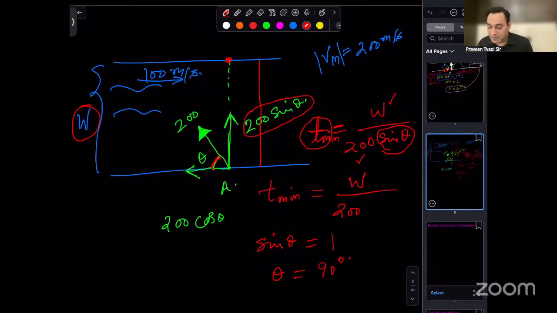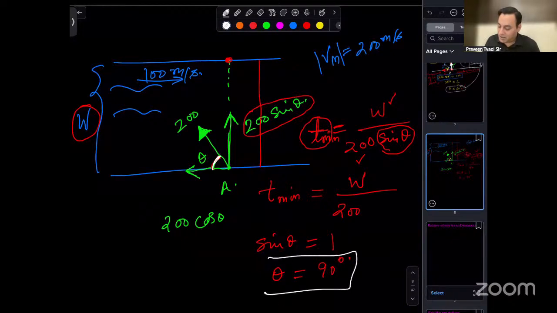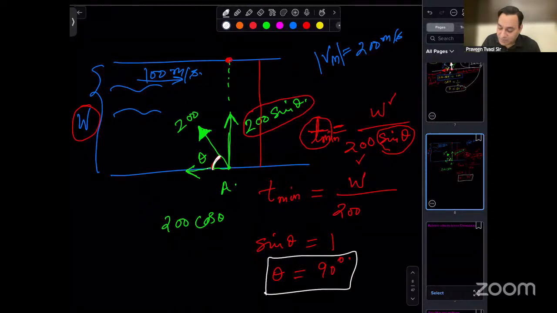Now, what does that mean? How should he be trying to swim? This man was going to swim at an angle theta with the bank, but theta came out to be 90 degrees. What does this mean? The man should try to swim at an angle of 90 degrees. This is the result. What does that mean? Understand this. You should be clear that the man has to put his effort perpendicular to the river.